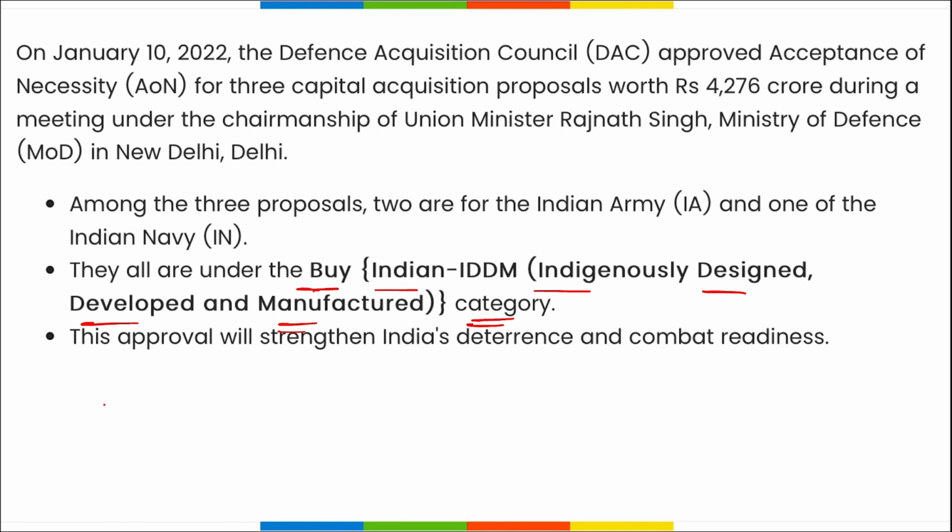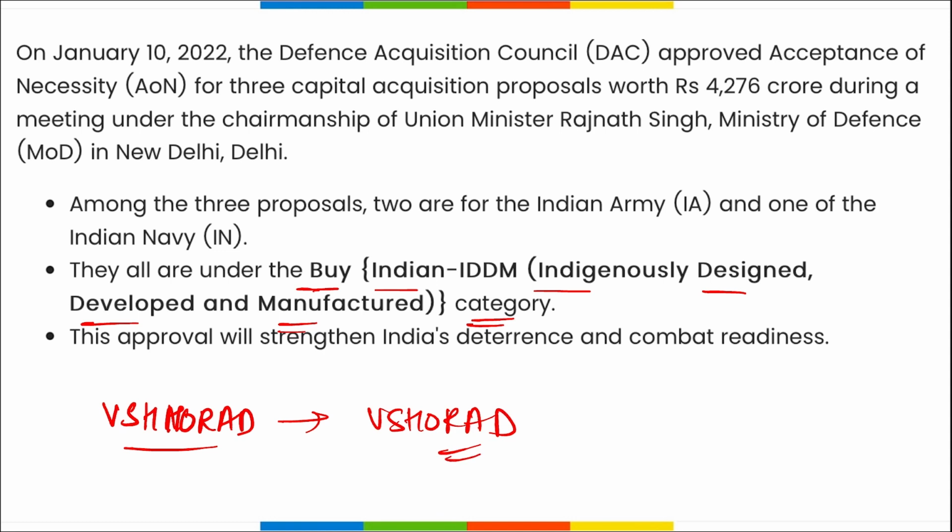Apart from this, very short range air defense system. This is the full form. Let me write again, VSHORAD. This is your very short range air defense system. Alright, this is a missile system in order to focus on effective air defense weapon system which can be deployed quickly in the maritime domain or rugged terrain and to strengthen the air force or air defense capabilities.